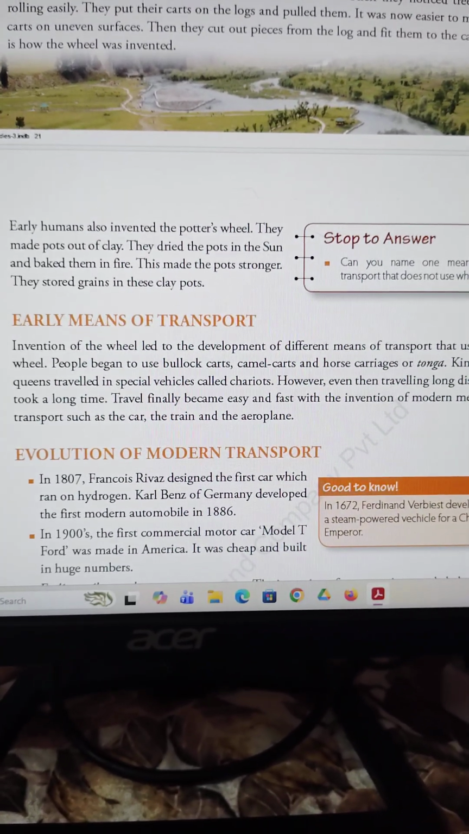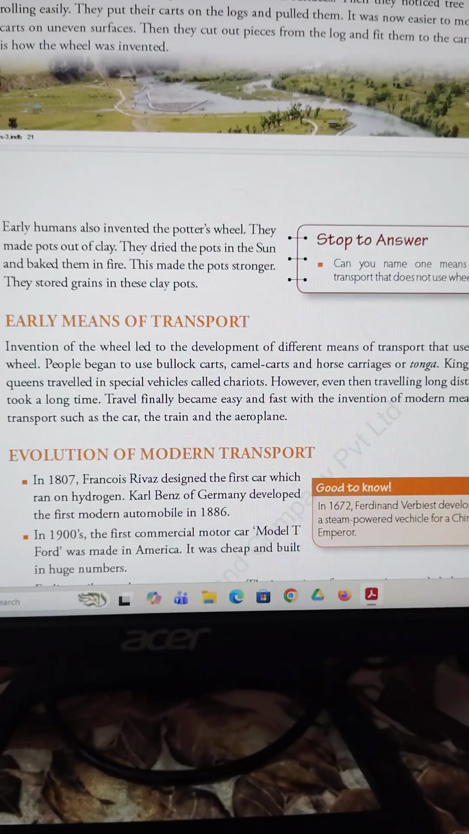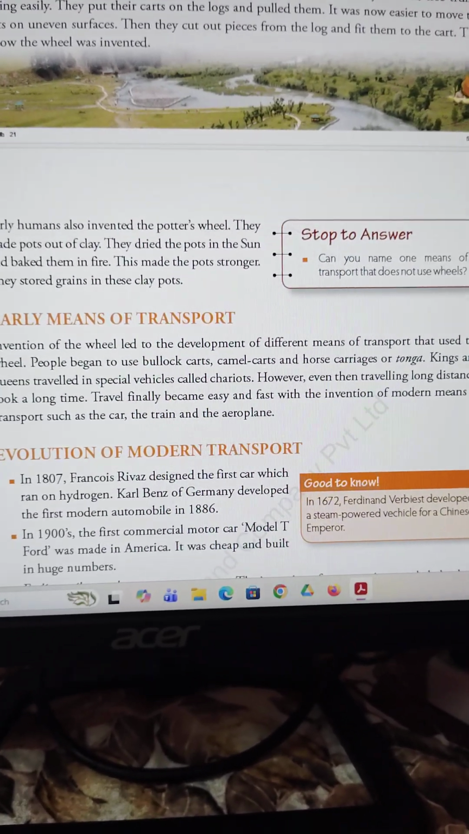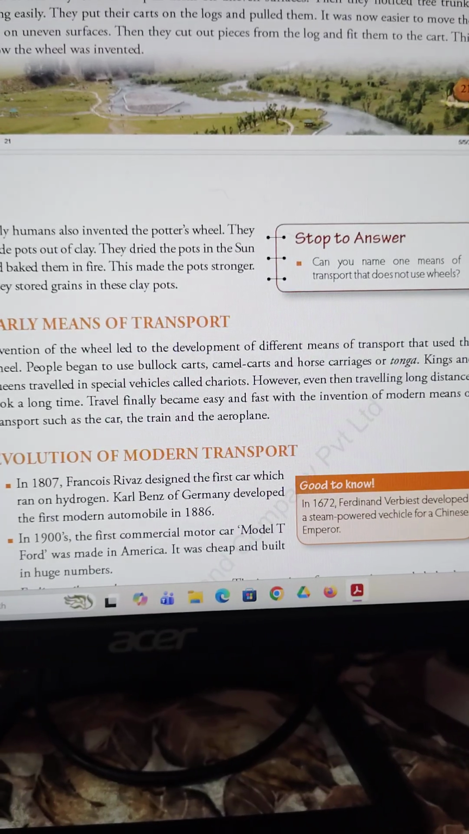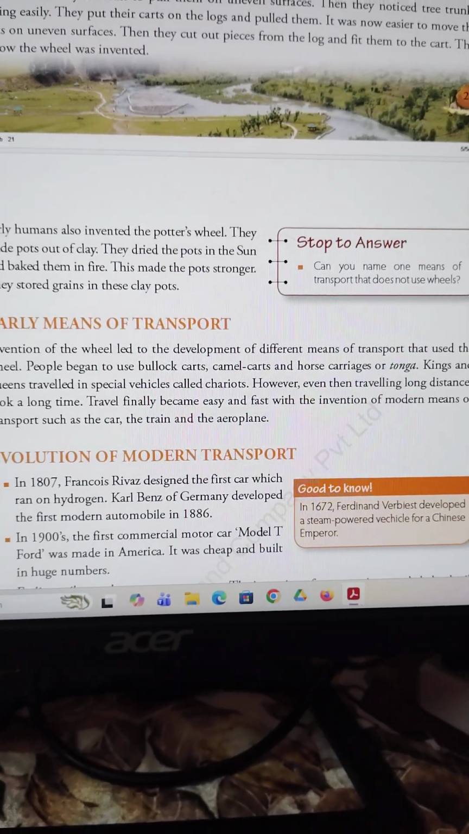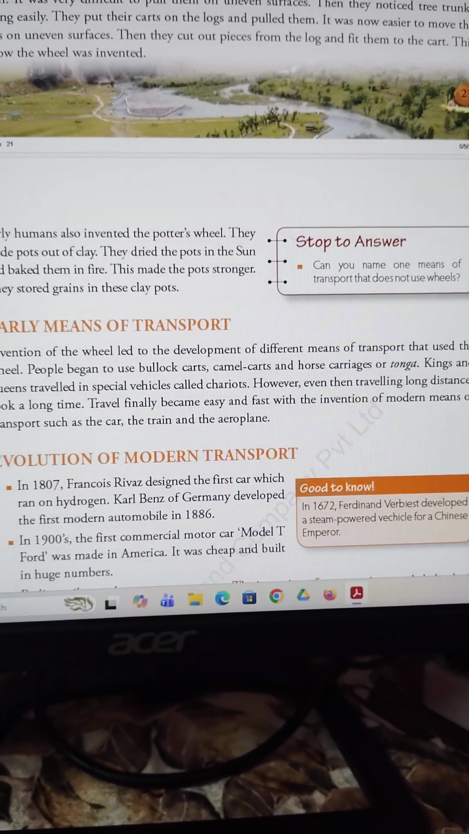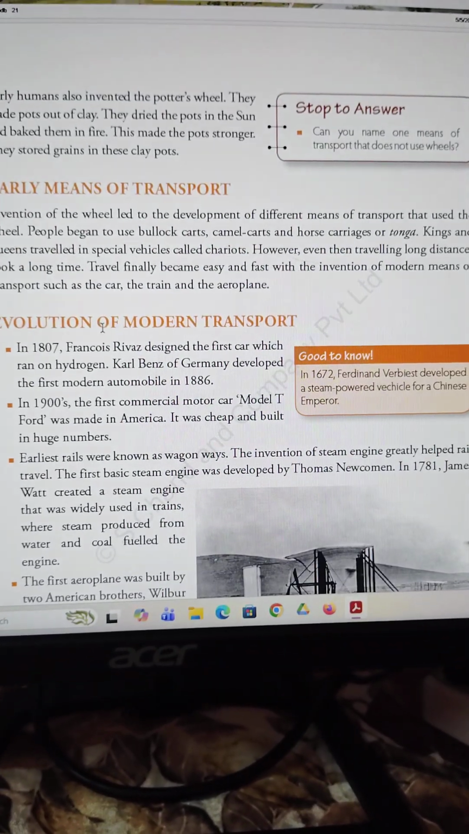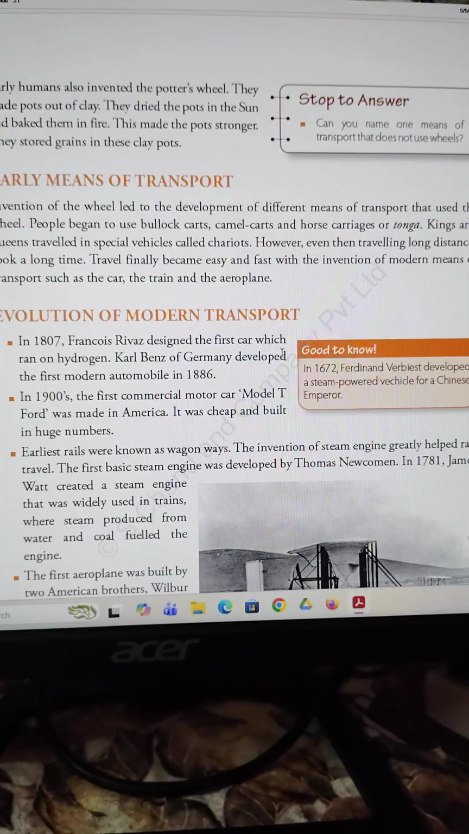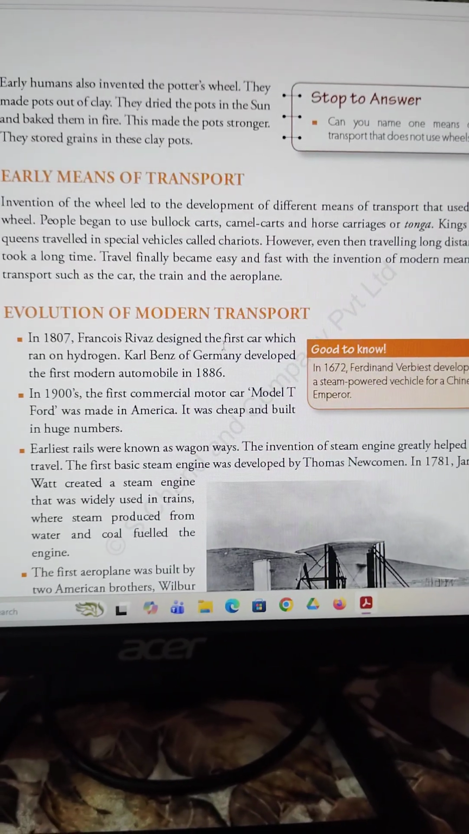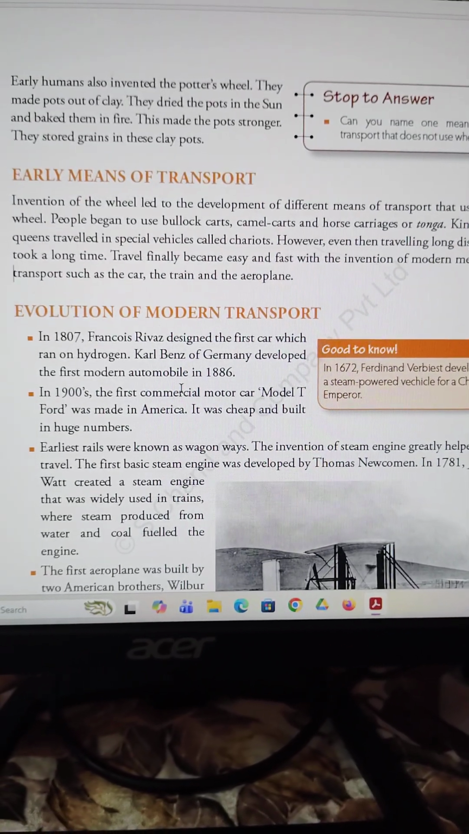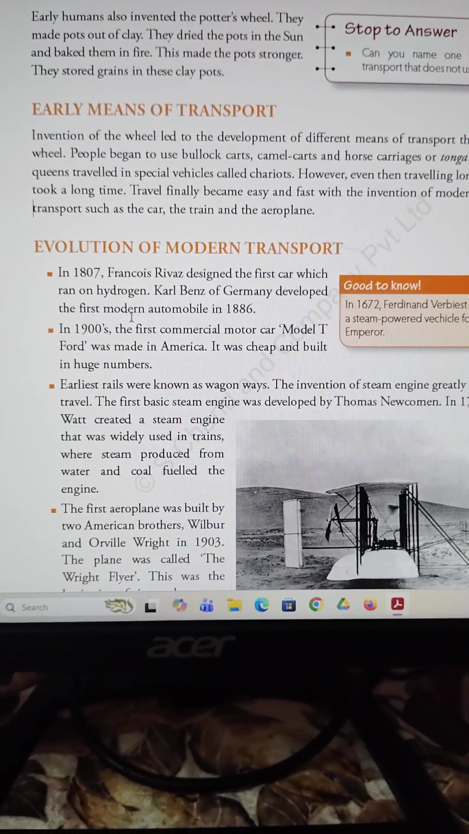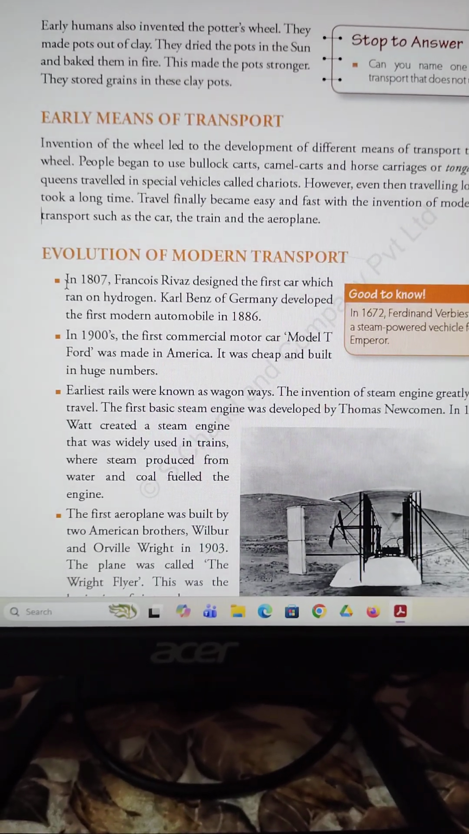They walk and go far and far away. But nowadays we book a ticket and we take an aeroplane and we go within an hour to another country. Next, evolution of modern transport. How did the function of transport develop from the early days to nowadays?